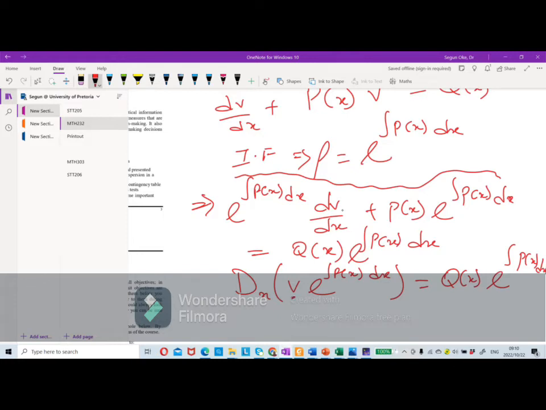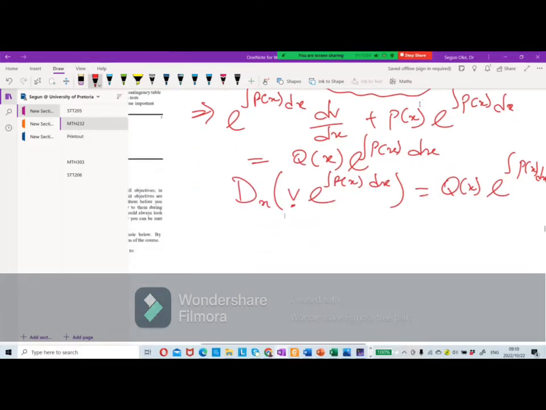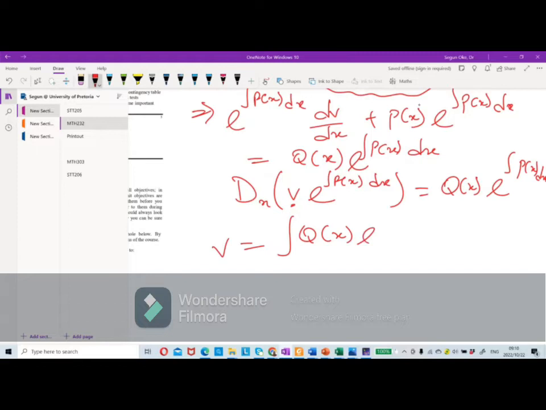So I can go ahead and look for my v now, because I can make v subject of formula from there, because I will have done the integration and everything I need to do. In real life, I can just say v is equal to what? Let's say integral of, because you have to integrate both sides. In this case, integral of q of x exponential integral of p of x dx, everything divided by the remaining one here.